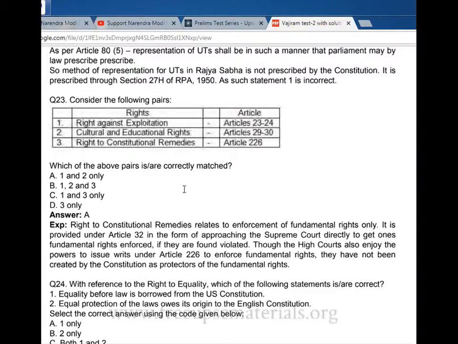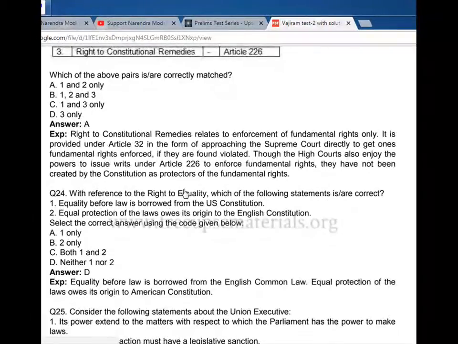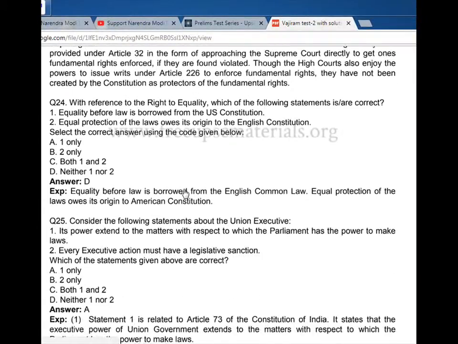Right to constitutional remedies, to enforce the fundamental rights, is provided under Article 32, not Article 226. High courts also enjoy the power to issue writs under Article 226 to enforce fundamental rights, but they have not been created by the Constitution as protectors of fundamental rights.